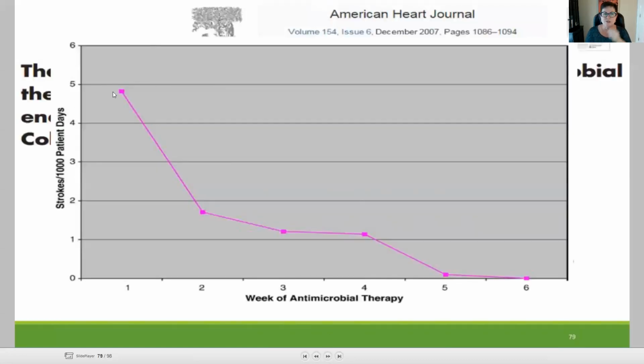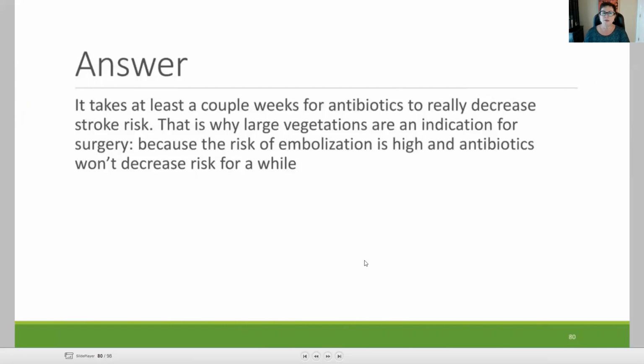So as you can see, here's your graph. There's strokes per 1,000 patient days, weeks of antimicrobial therapy. And as we obviously, the more weeks, the bigger decrease we see. So it takes a couple of weeks for antibiotics to really decrease the risk of stroke. And that's why large vegetations are an indication for surgery. Because the risk of embolization is high, the antibiotics won't work for a while. That is an indication for early surgical intervention.